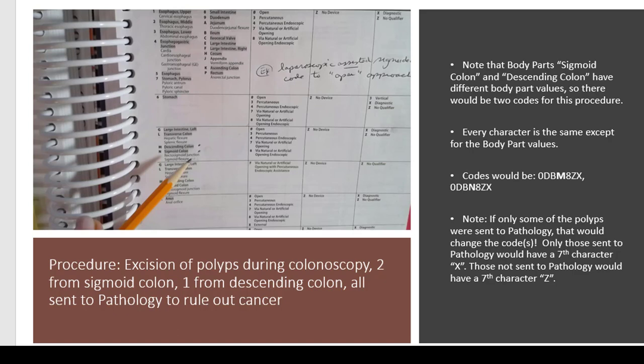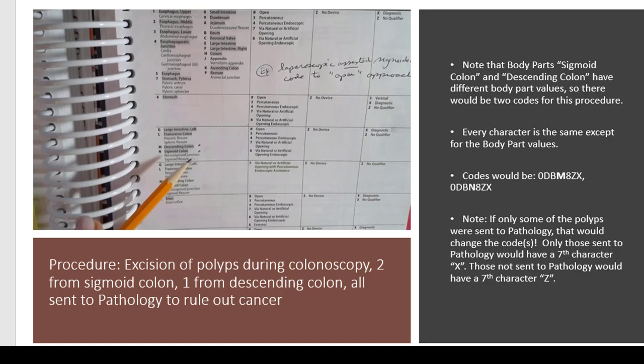When you look in the table there, the sigmoid colon and the descending colon have different body part values. So every character in the PCS code would be the same except for that 4th character body part value. So I have the codes written there. And I also wanted to say, you see where the 7th character X is there? That diagnostic qualifier is used because the surgeon said all were sent to pathology to rule out cancer.